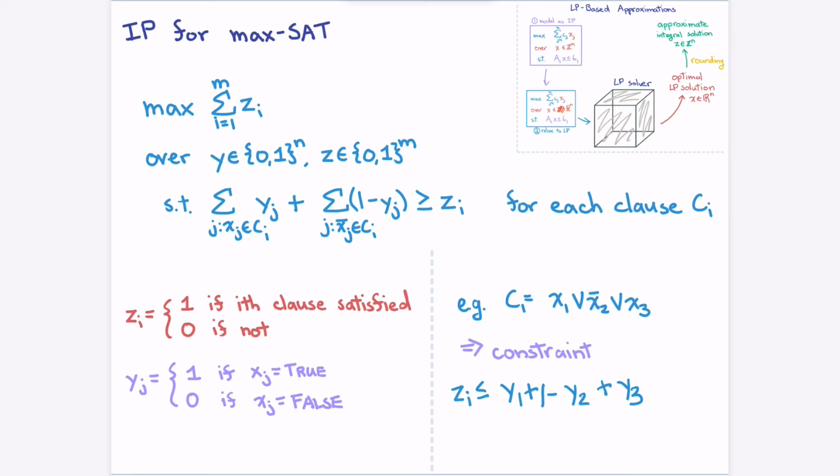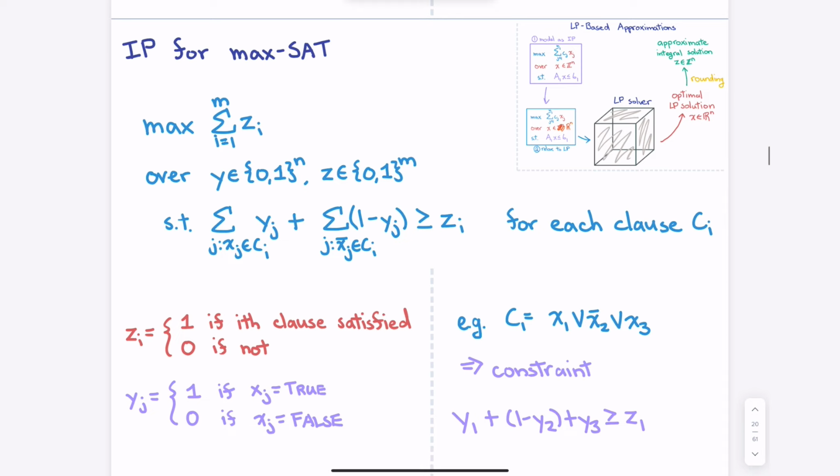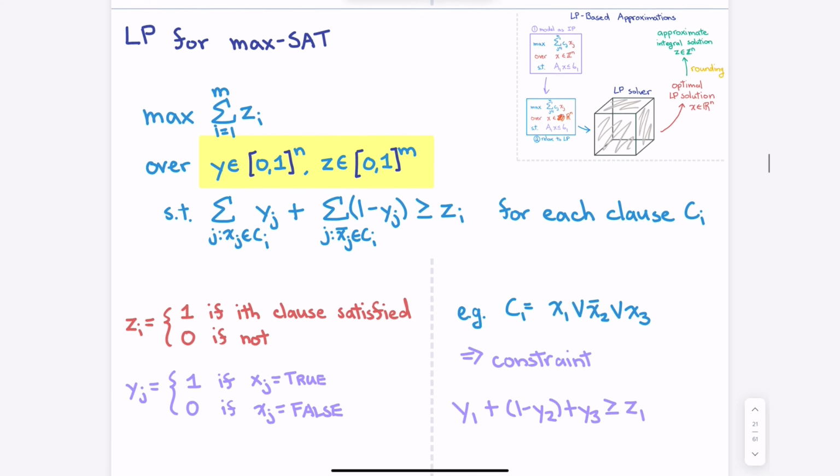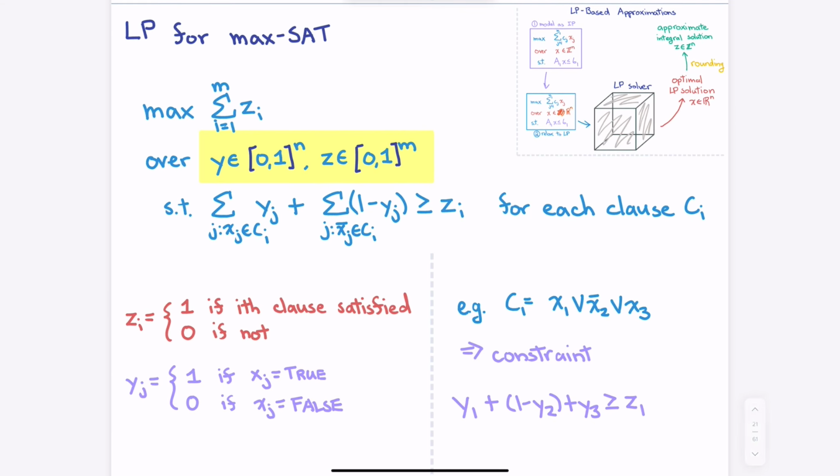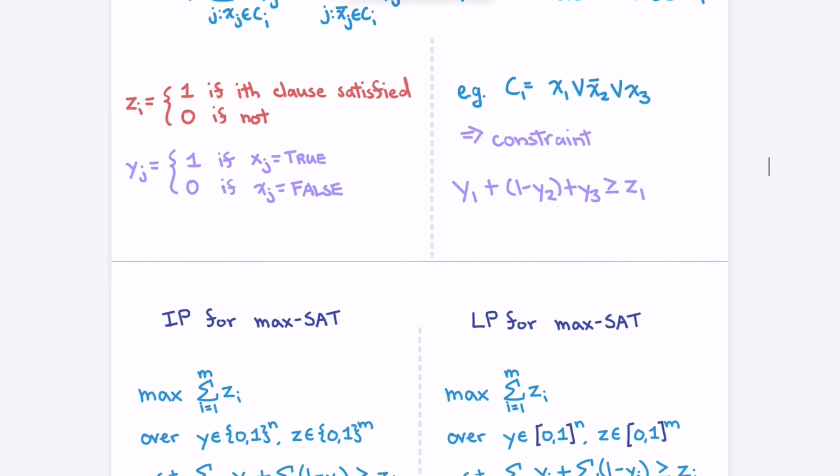All right, so good. We can take that integer program and turn it into a linear program, and we don't do anything different except now I say that the y's can be any value between 0 and 1. Same with the z's. So it's just a fractional version of the same problem, the same model.